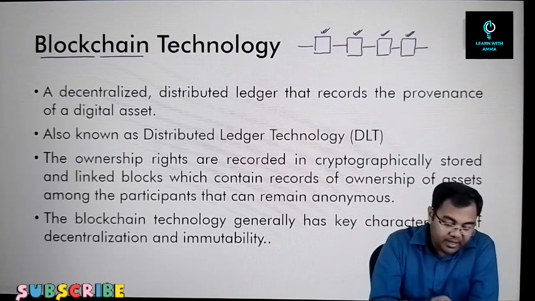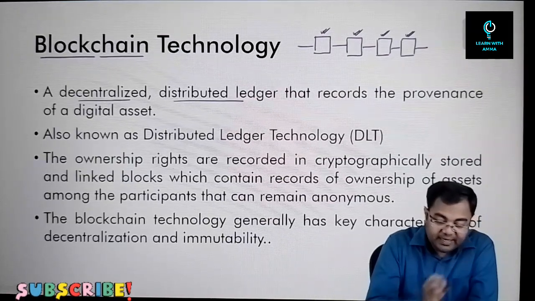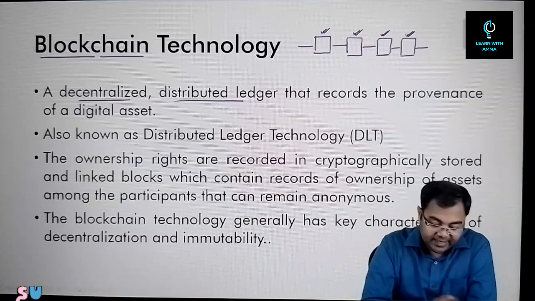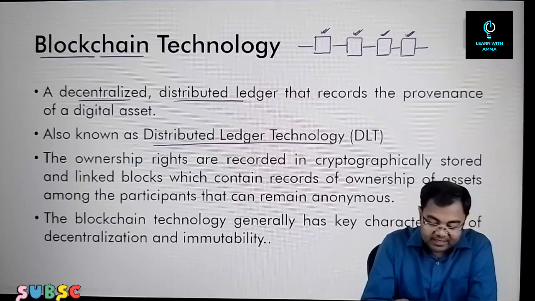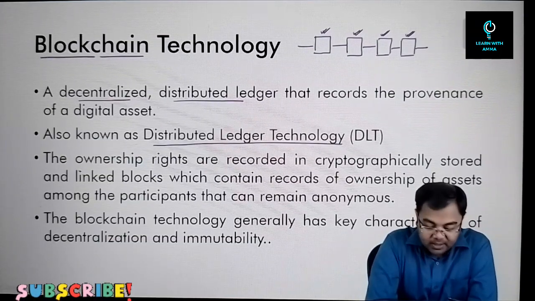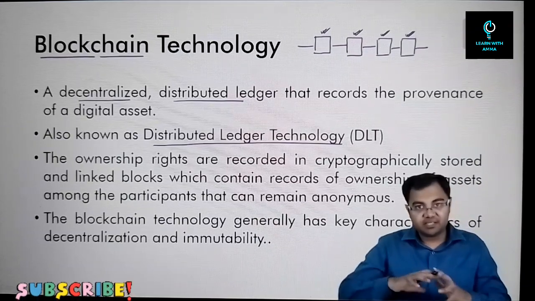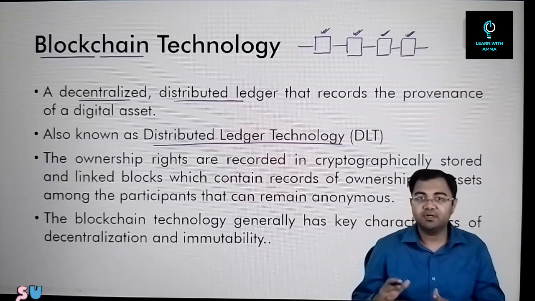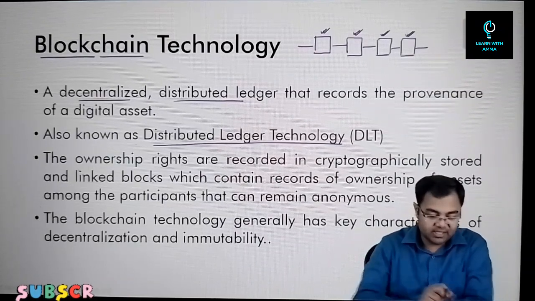So first of all, we are looking at a decentralized distributed ledger that records the provenance of a digital asset. That's why it is also known as distributed ledger technology, or DLT. This name is given mainly because it is a distributed system, a decentralized system, and an immutable system. The meaning of immutability we'll try to understand.